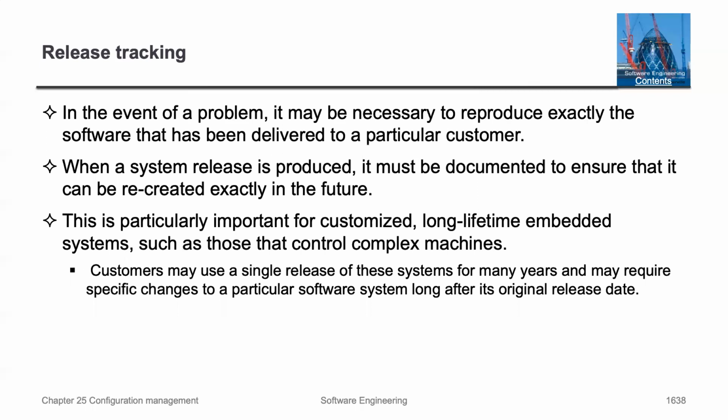What about release tracking? In the event of a problem, it may be necessary to reproduce exactly the software that had been released to a particular customer. When a system release is produced, it must be documented to ensure that it can be recreated exactly in the future. This is particularly important for customized long lifetime embedded systems, such as those that control complex machines.